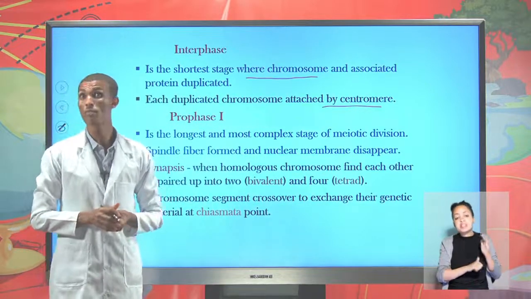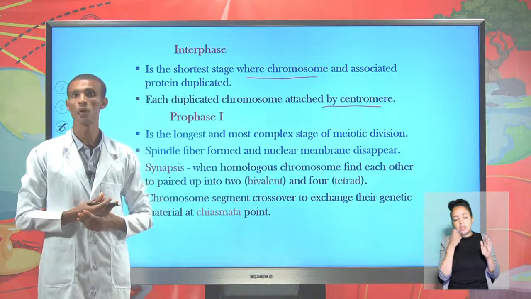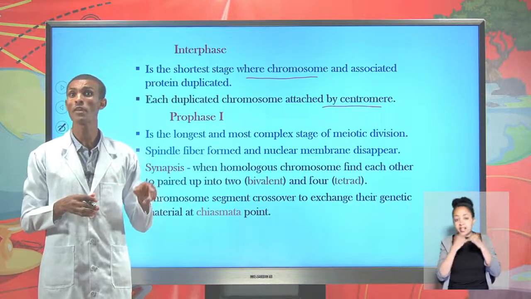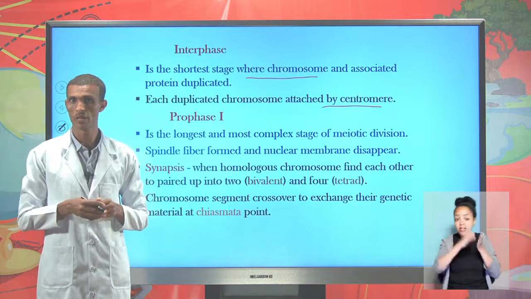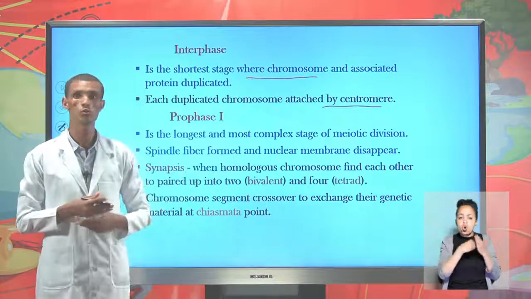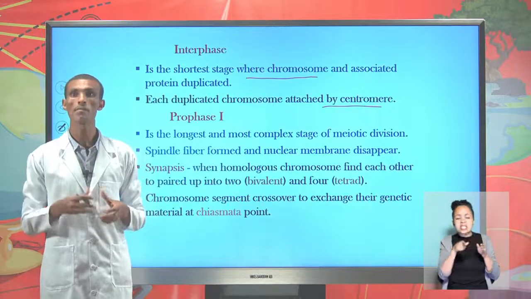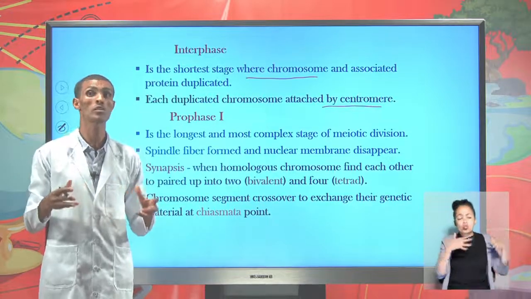The first phase of meiosis I is prophase I. Prophase I can be divided into several sub-phases. Of all the phases of meiosis I, it is considered the longest and the most complex stage of meiosis cell division.